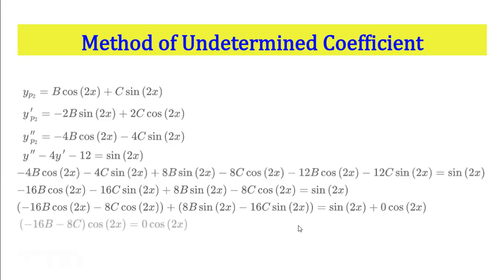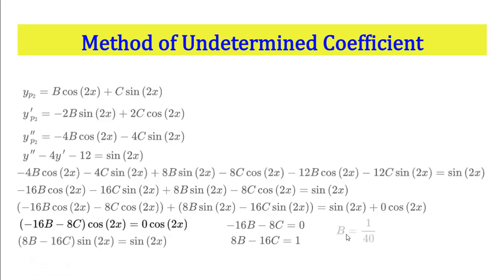So doing our equating coefficients, we will have two equations. So we have our first equation here. Cancelling cos on both sides, our first equation is 8b minus 16c sin of 2x equal to sin of 2x. Then we have minus 16b minus 8c cos of 2x equal to 0 cos of 2x. So cancelling cos 2x and cos 2x on the one side, and sin 2x and sin 2x on the other, we come out to these two equations. Here is our first equation, and our next equation here will be this.